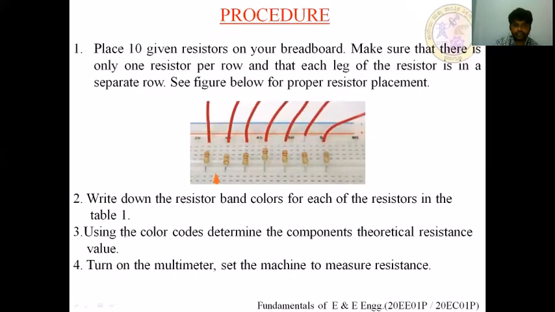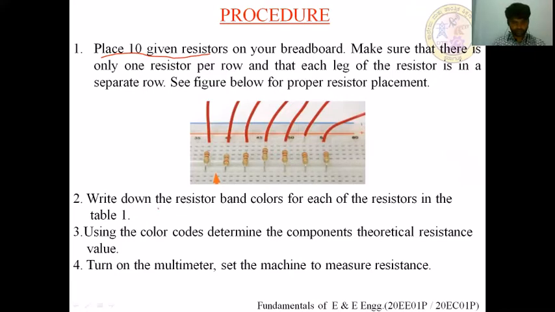Next, the procedure for how to perform this experiment in the lab. First, we have to take 10 resistors. Those 10 resistors will be placed in the breadboard as shown in the figure. This is the first resistor. Next, place another resistor in a separate row, so up to 10 resistors are placed separately in different rows. Next, write down the second step.